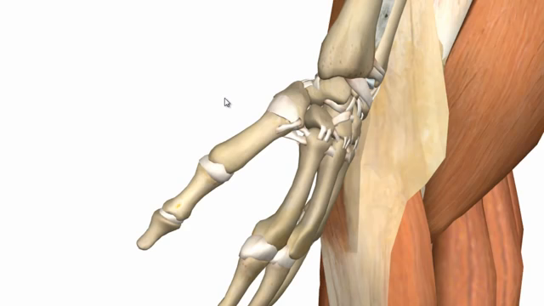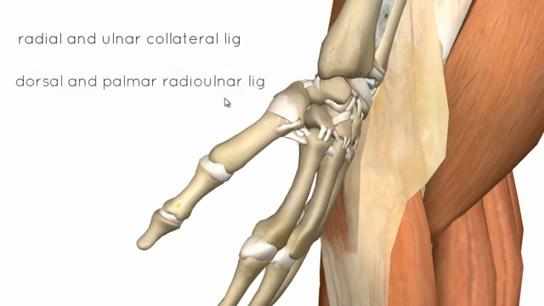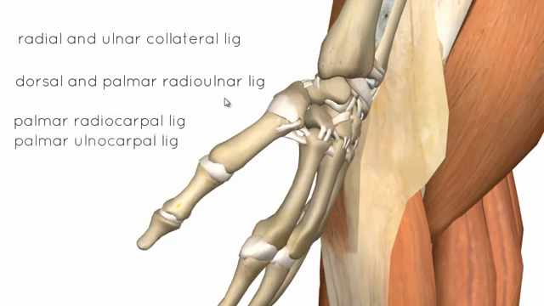So you've got two collateral ligaments. You've got a radial and ulnar collateral ligament. You've got the two ligaments at the distal end of the radius and ulna, so you've got the dorsal radio-ulnar and the palmar radio-ulnar ligaments. And then on the palmar surface, you've got palmar radiocarpal ligaments and palmar ulnocarpal ligaments, which are broken into those two parts. And then on the dorsal surface, you've only got a ligament connecting the radius to the carpal bone, so you've got a dorsal radiocarpal ligament.